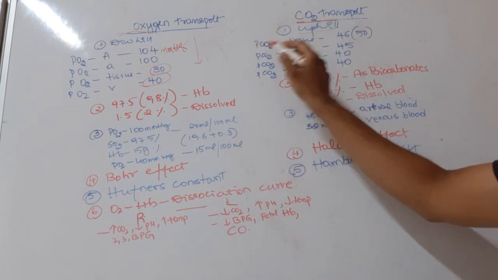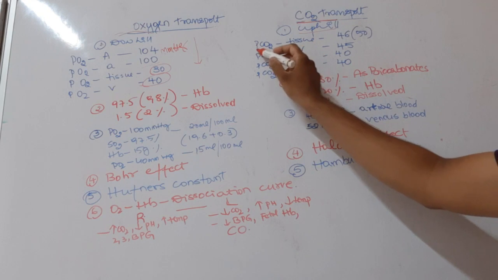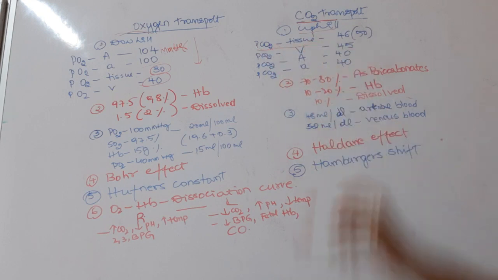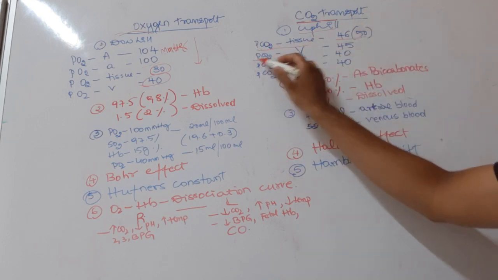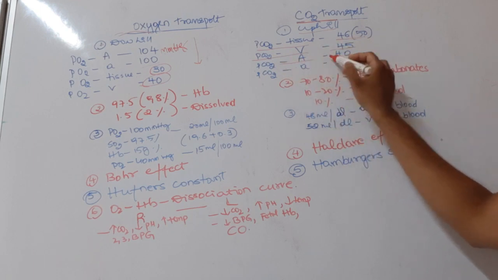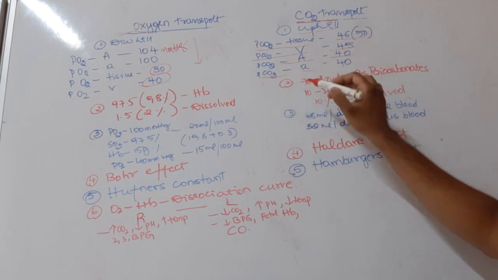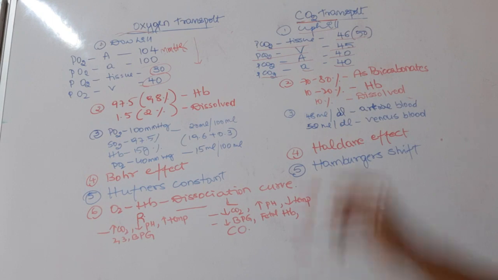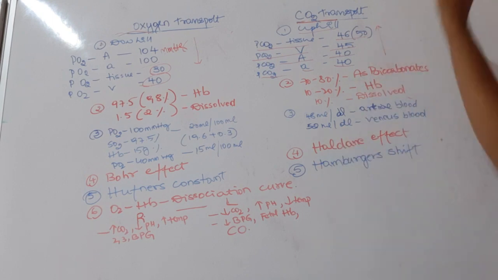If you compare that to carbon dioxide, the partial pressure of carbon dioxide in the tissue is 46 or 50 mmHg, in the venous blood it is 45, in the alveolus it is 40, and on the arterial side it is 40 mmHg. Therefore it moves from the tissue towards the alveolus.